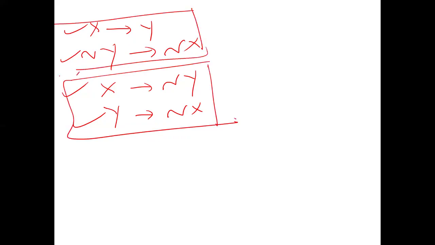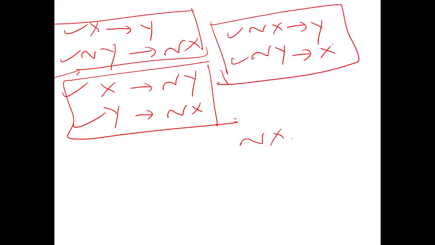Let's look at other combinations. If not X, then Y. Suppose this is given to be true. What will be the contrapositive that will also be true? Sorry? If Y, X. Yes, very nice. If not Y, then X.